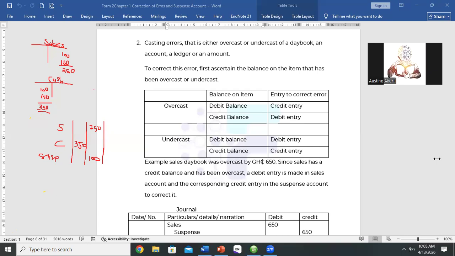So please ask for Sheva saying, since the overcast here is 100 and the suspense account is keeping that 100, when we come to the general journal, since cash has a debit balance, we will credit it with 100 and then we will debit the suspense account with the 100. Okay.